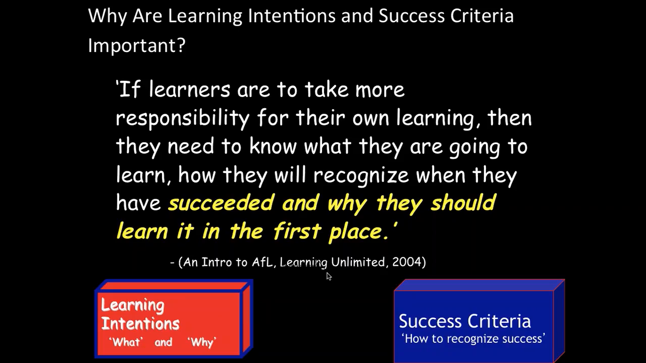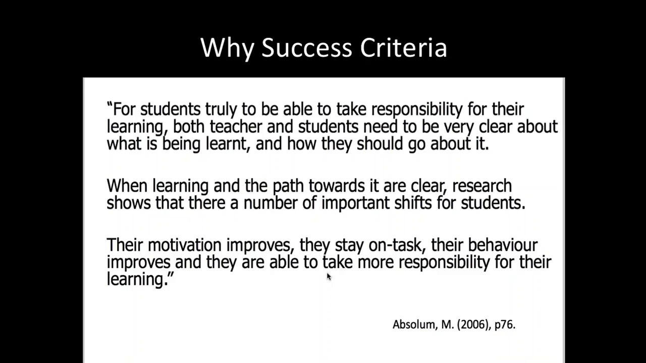So they're both important, but it's that success criteria at the end, the finished product or performance, that's really critical, that students or any learner is aware of as they are learning something. So I pulled a few quotes from Mitch Absalom, a really good author and researcher around success criteria, and I will leave these up. I won't read all three pieces of the statement because some of these I've already mentioned to some degree, but that middle bullet: when learning and the path towards it are clear, research shows that there's a number of important shifts for students.